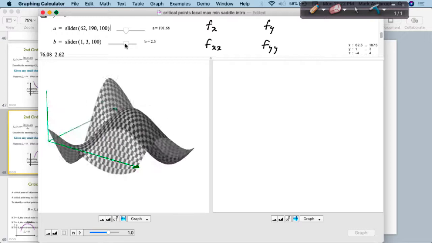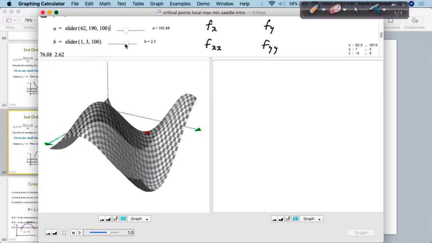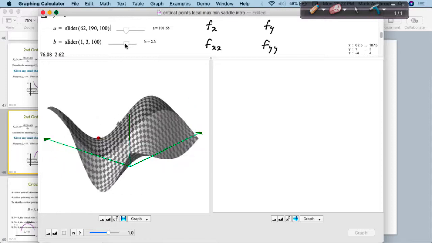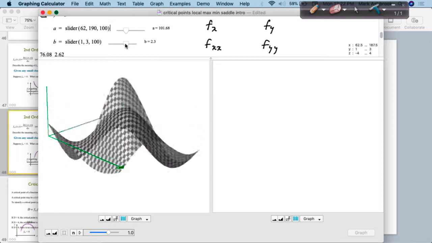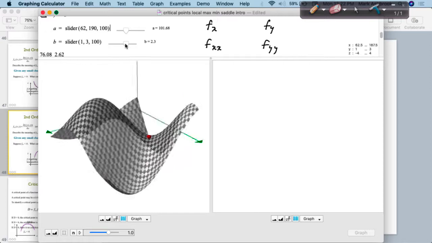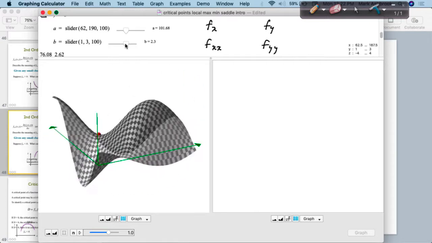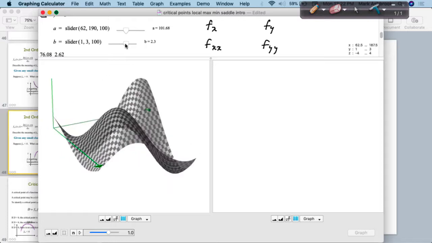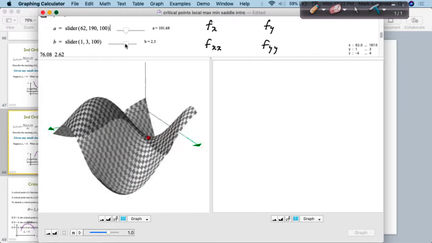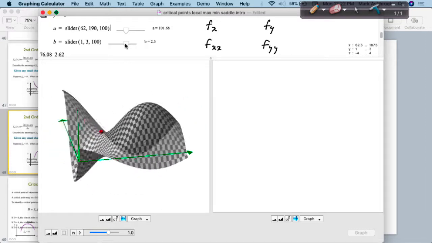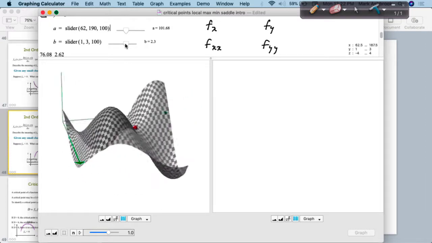All right, what about the first partials here? Both zeros. Is this a local max or a local min? Really, it's a local min? You look at it like that. Both, right? Is it a max? Oh, it's a max. Oh, wait, it's a min. It's both.